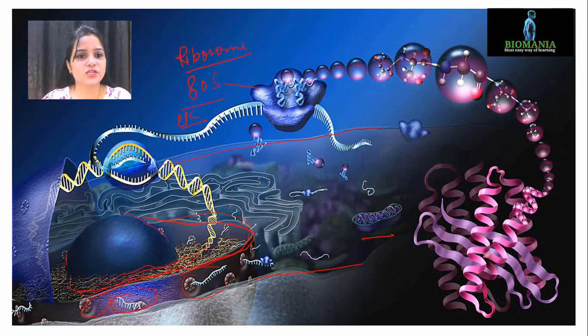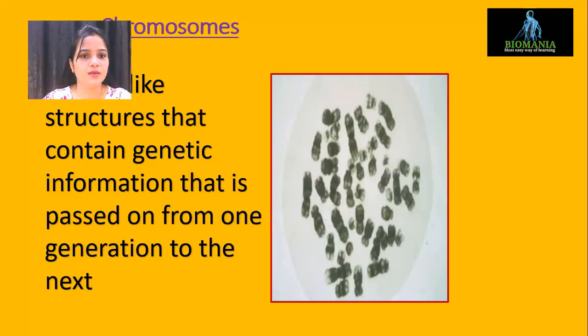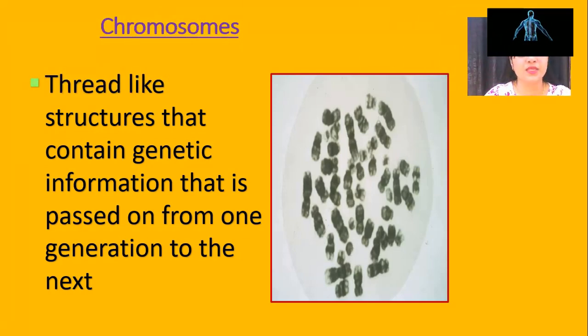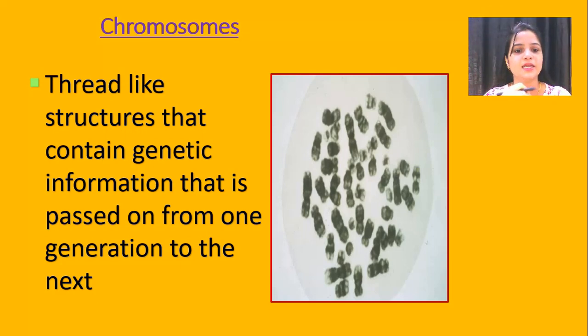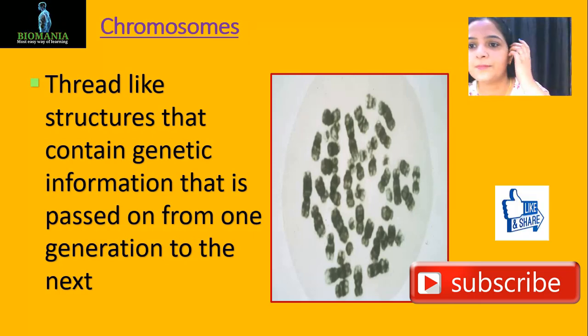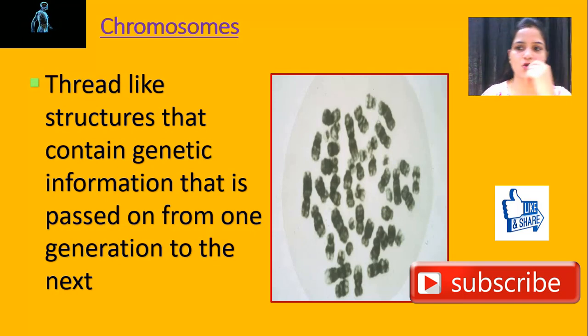Now come towards the structure of chromosome. Here is the chromosome, a little description about it: it is the structure that contains genetic information that is passed on from one generation to the next generation. It means DNA is very, very important for us, because if we are getting the qualities of our parents, or the habits or structure or our looks like our parents, that is just because of the DNA which is coming from generation to generation, which is continuously passing on. So that is a very important thing.